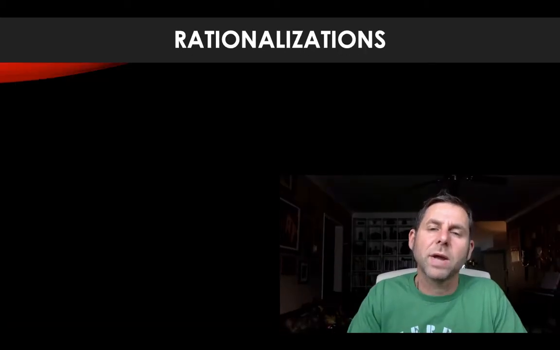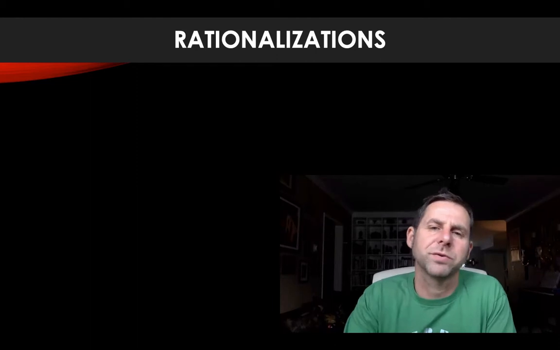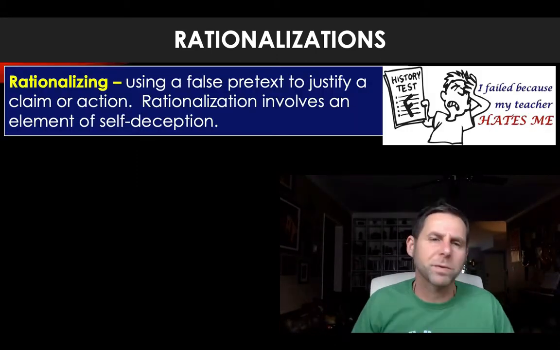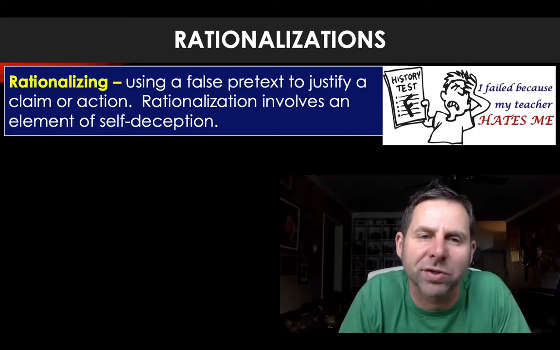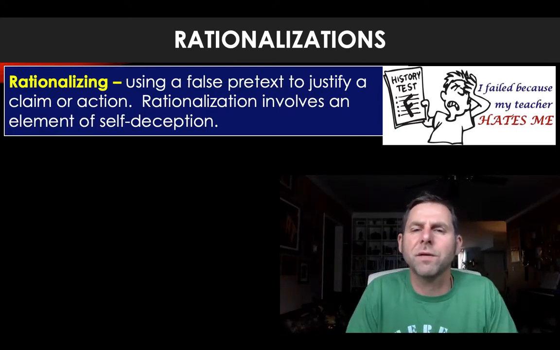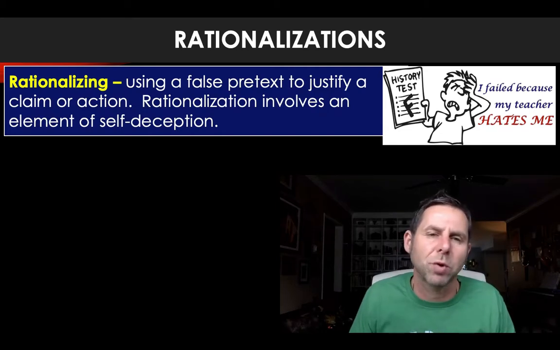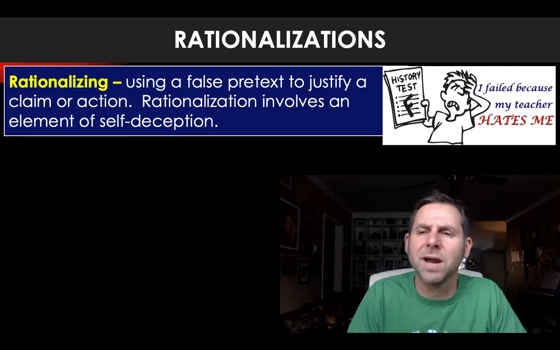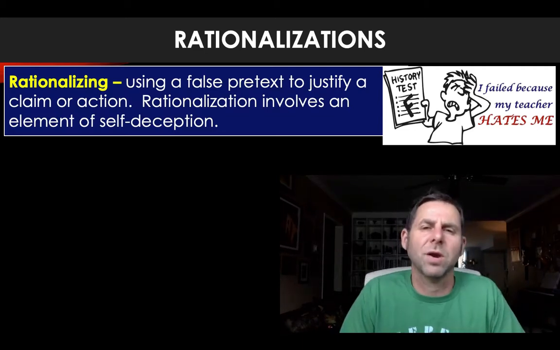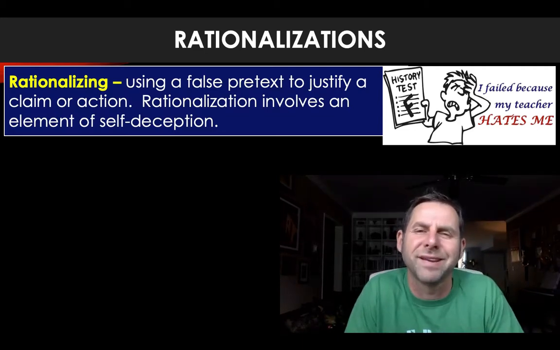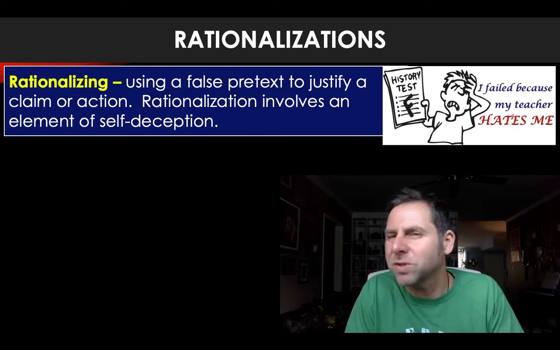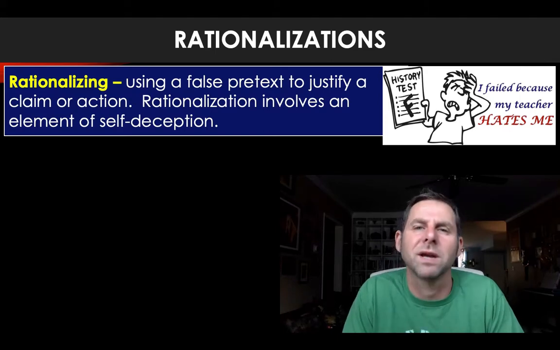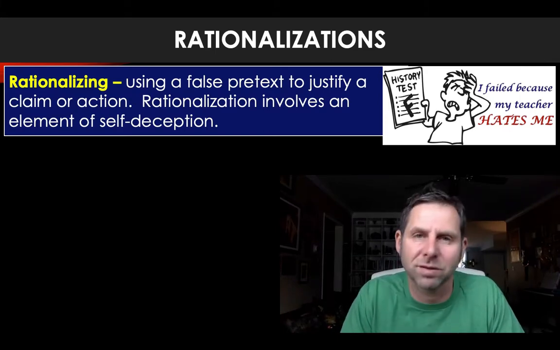Okay, our last ones are essentially rationalizations. And rationalizations, we're going to look at in kind of two ways. The first one is just a straightforward rationalization where you're using a false pretext to justify some claim or action. You're really lying to yourself in this, right? So, you got an F on a test, and you say, "Oh yeah, I got it because my teacher hates me." Maybe, but most likely you probably just got it because you didn't really study for it. You didn't put forward the effort, right? But it makes you feel better to tell yourself this.